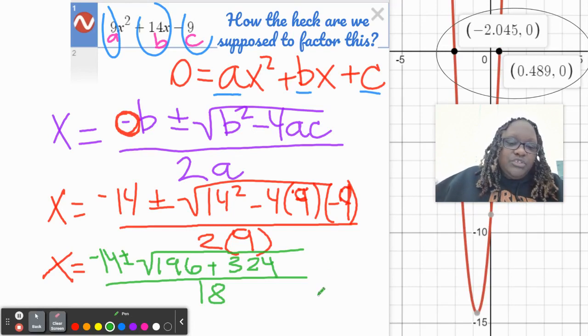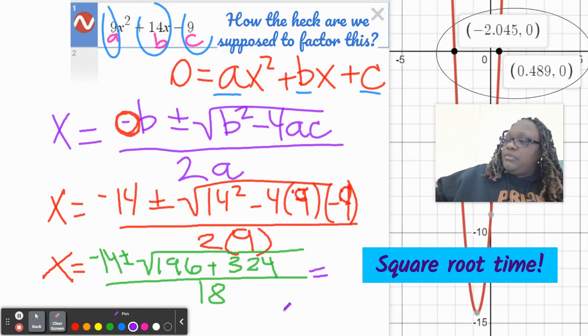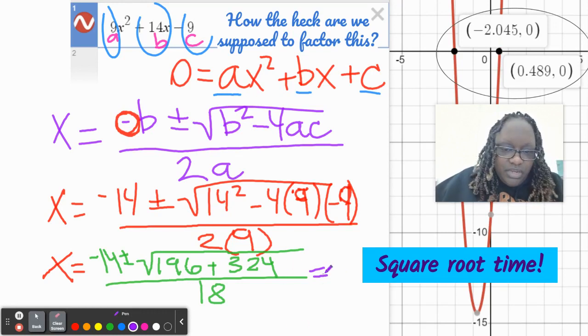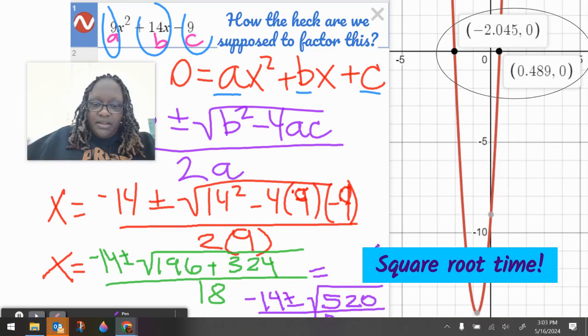So now I need to do my square root before I do anything else. All right. So 196 plus 324, 520. So it's going to be negative 14 plus or minus square root of 520 divided by 18. All right, let's figure this out. What's the square root of 520?